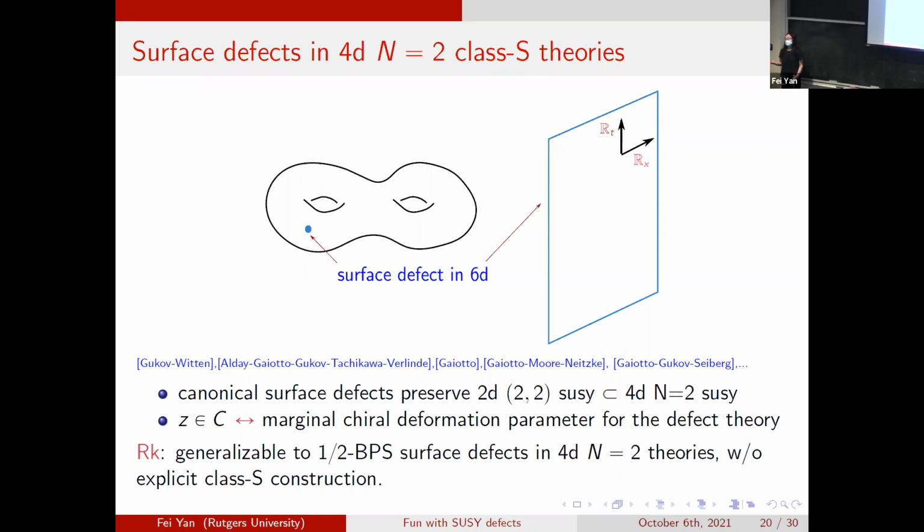Anyway, so to construct such a surface defect in 4D, I again start with a surface defect in 6D, but I orient it differently. I put it at a point on the Riemann surface and then let it extend along 2 dimensions in the space-time. So this kind of surface defect preserves half supersymmetry. And moreover, this insertion point on the Riemann surface also has intrinsic meaning as a marginal coupling deformation parameter for the defect theory.